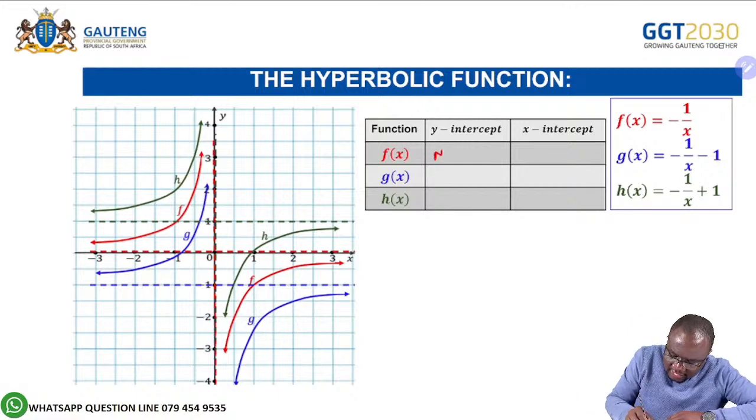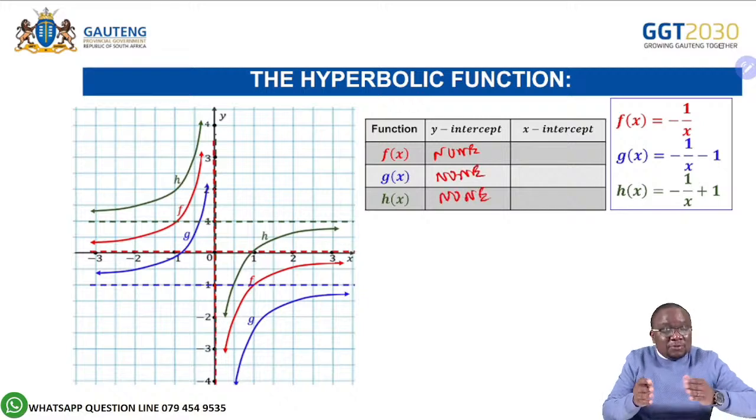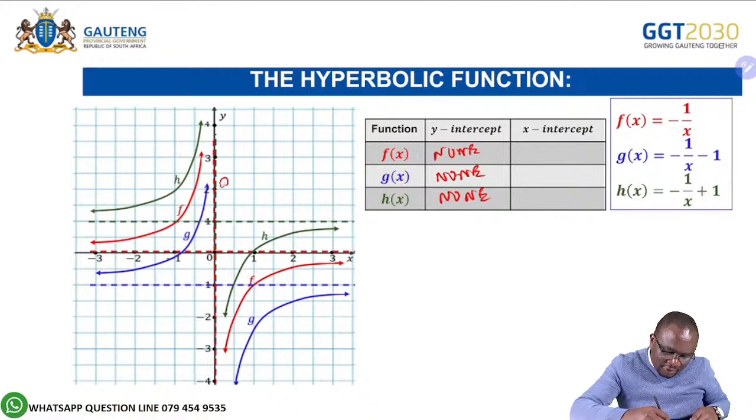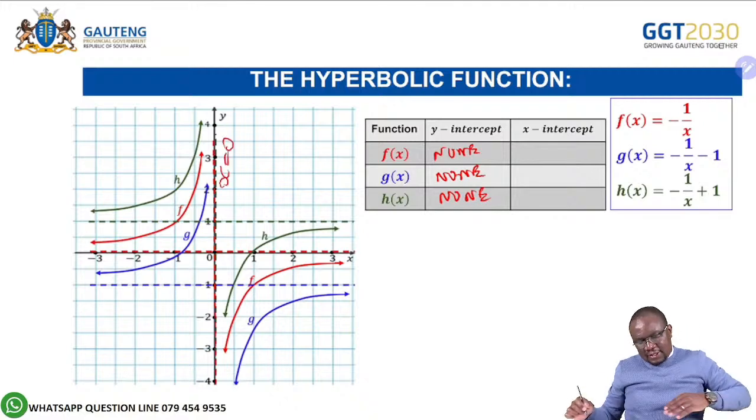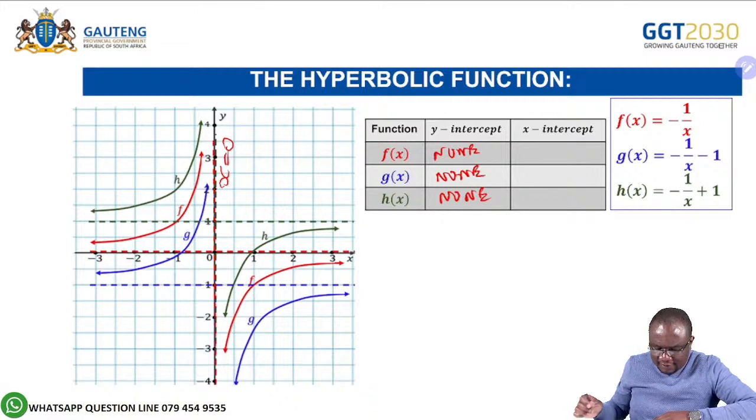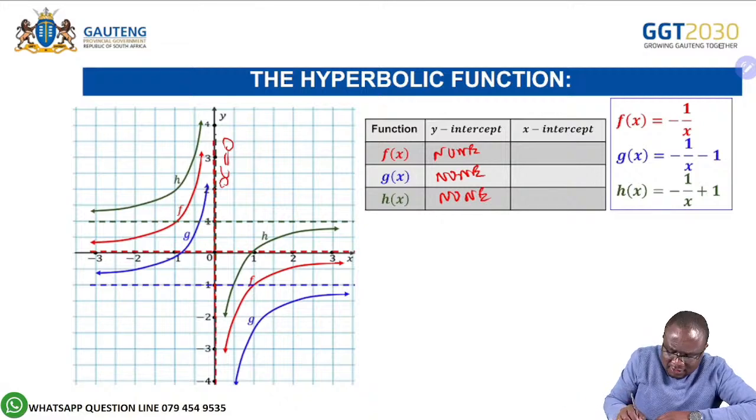And then the y-intercept, all the three graphs, they're not cutting the y-axis. So, none, none, none. The graphs are not cutting. Actually, this is our asymptote. You see that? And then the x-intercepts, the red graph, our parent graph does not cut the x-axis, so it's none.